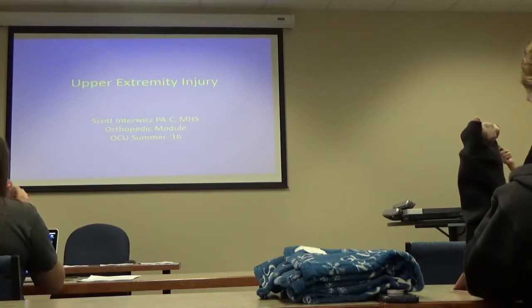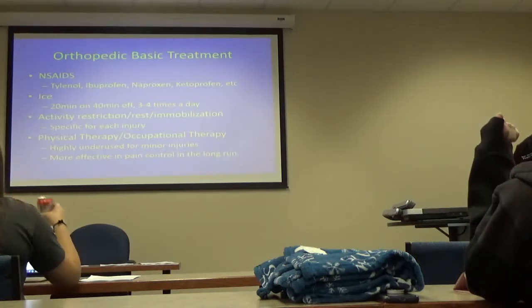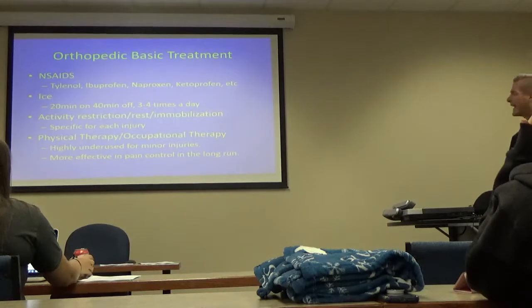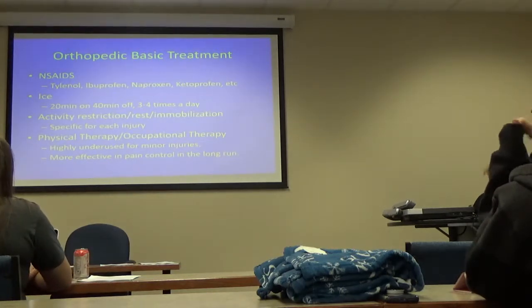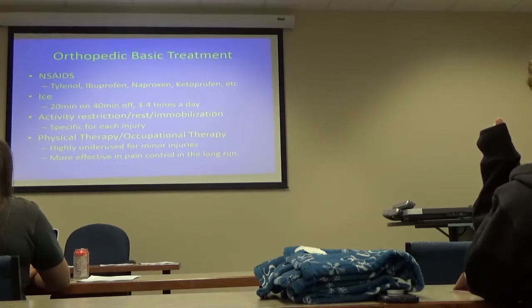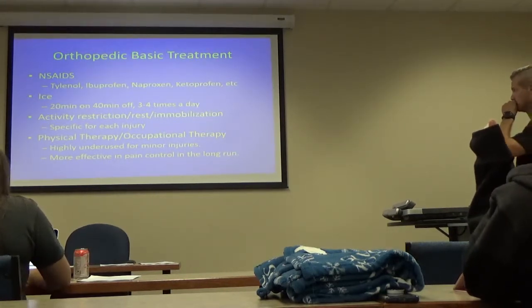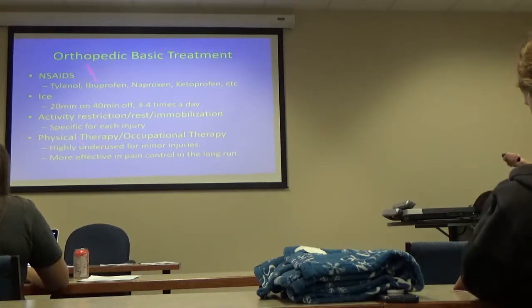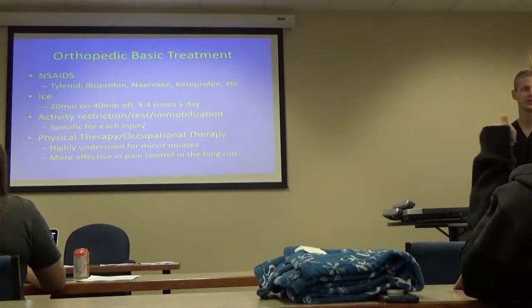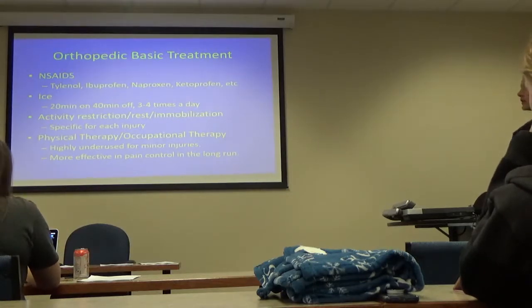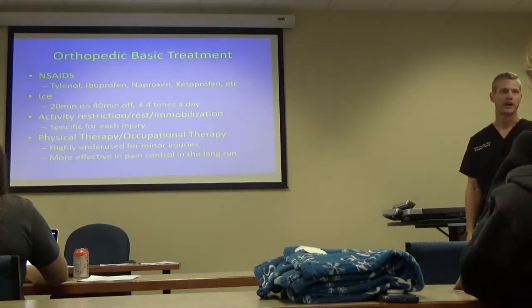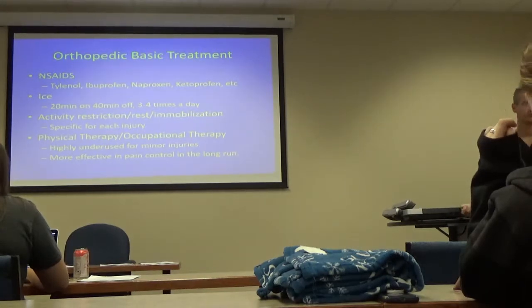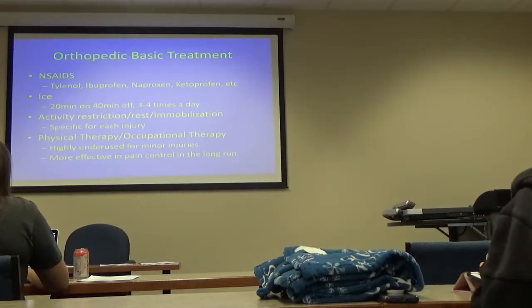There's obviously more specific. I mean, we could spend probably an entire week on the shoulder alone, a week on the elbow, and a week on the hand. But this is just your basic broad overview of orthopedics and kind of what to expect with certain processes. So this is your basic orthopedic treatment. This is going to get you 90% of what you need to do for almost all orthopedic injuries, from emergency medicine, primary care, urgent care, and most of the time, orthopedic standpoint.